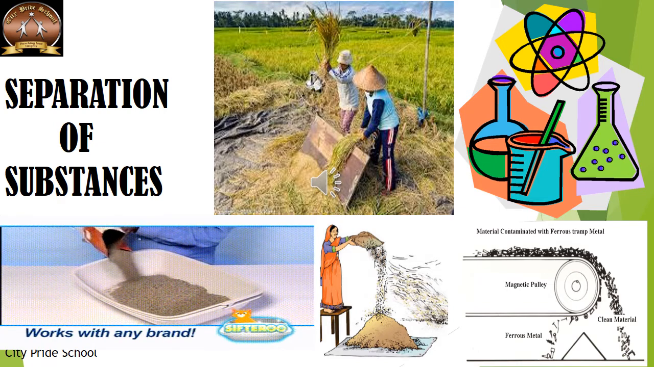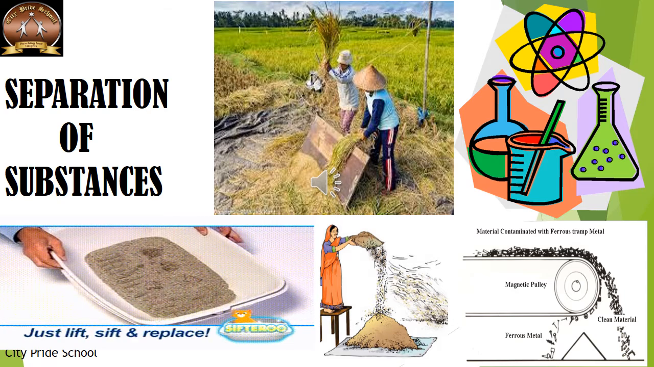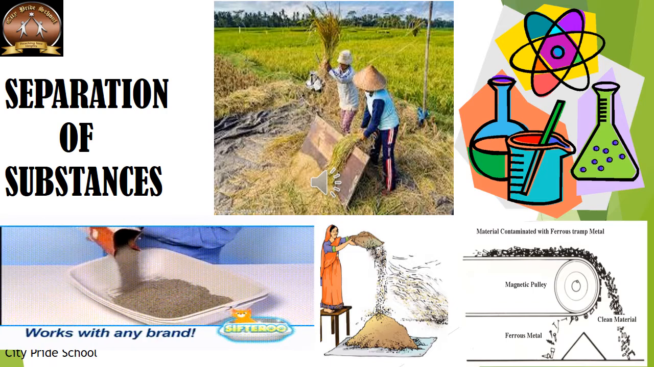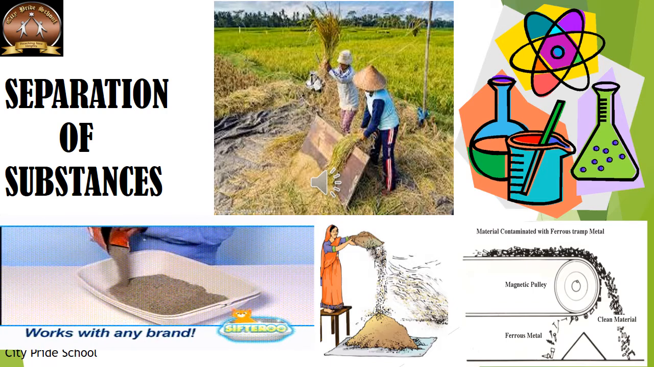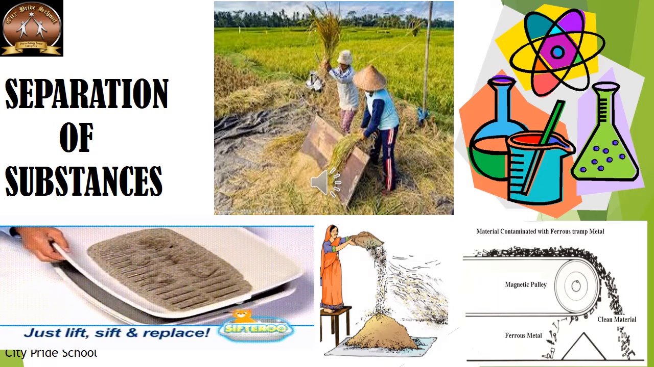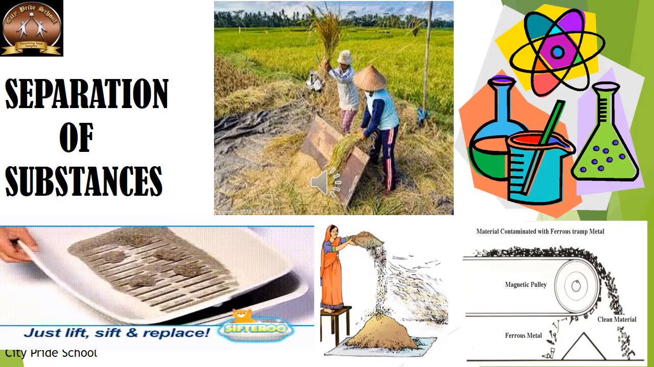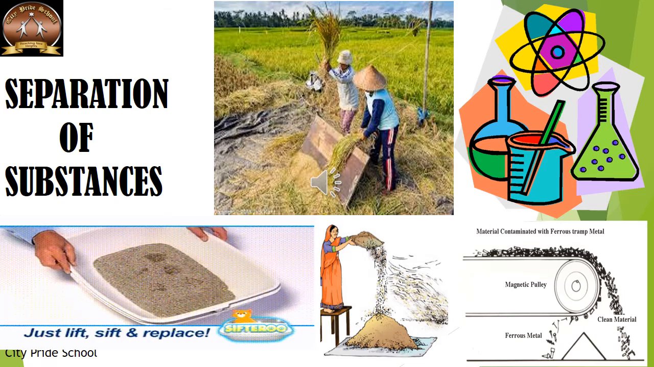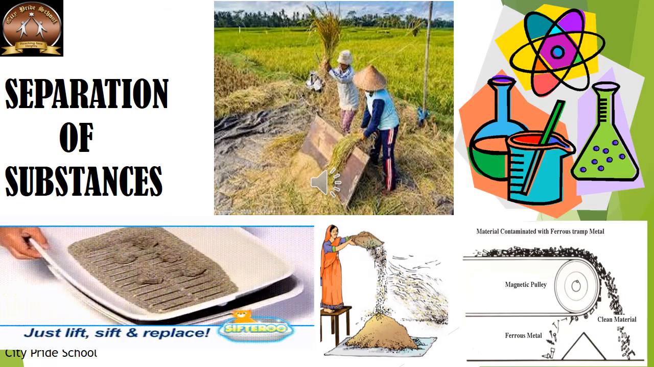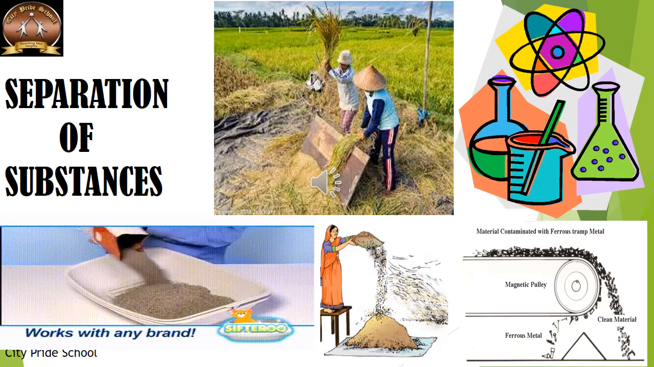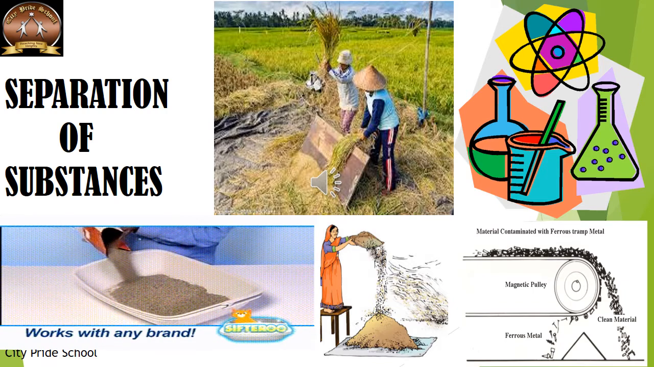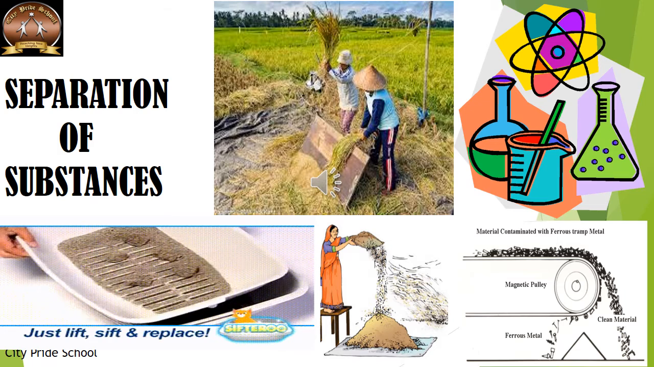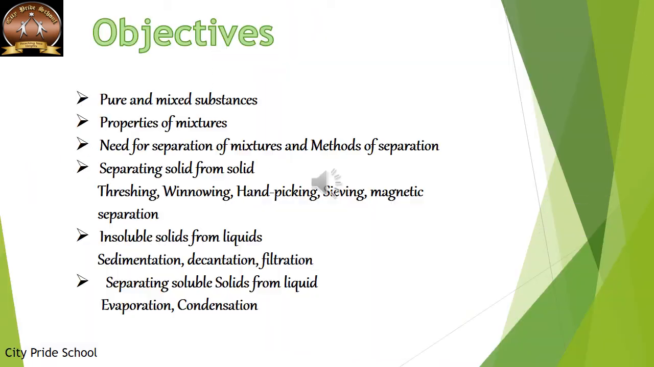Now, here in this slide, you can see so many pictures with things happening, right? And what is happening is separation. That is, in the first case, the grain is being separated. The next one, you can see husk being separated. There are many things that are very natural that you see in the farmlands. So we are going to discuss the separation of substances, how it is done, and which are the substances that need to be separated.